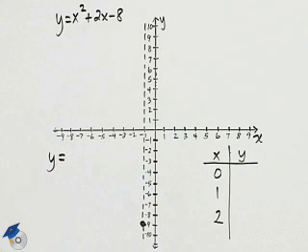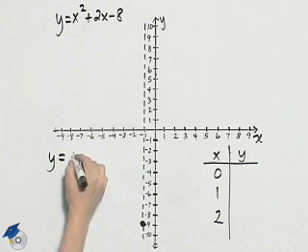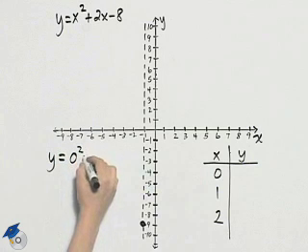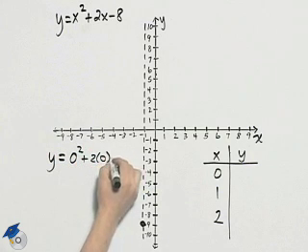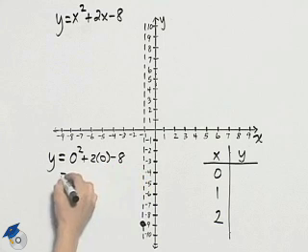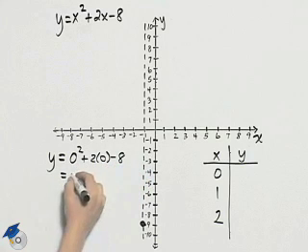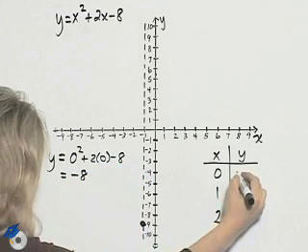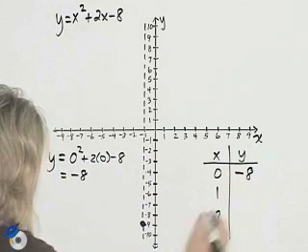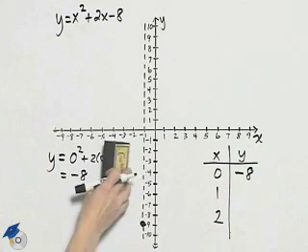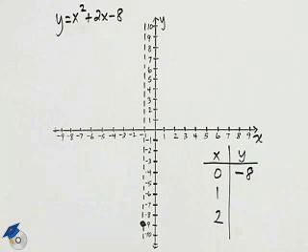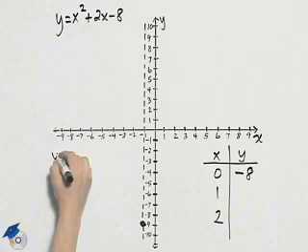I will first substitute 0 in for x, so I'll have y equals 0 squared plus 2 times 0 minus 8. We can see that 0 plus 0 minus 8 is -8. So when x is 0, y is -8. I can now find y when x is 1.